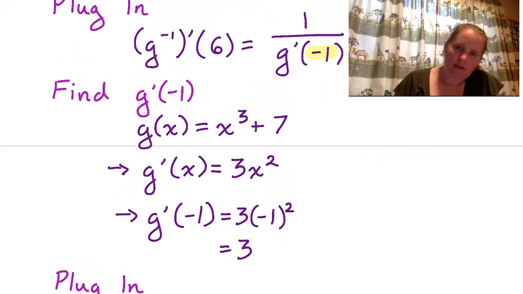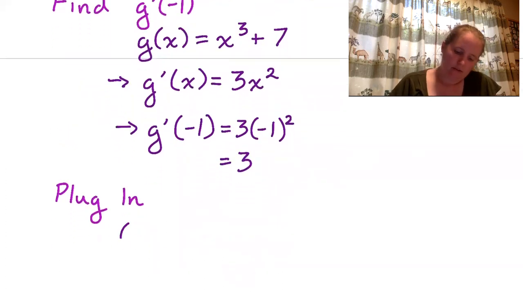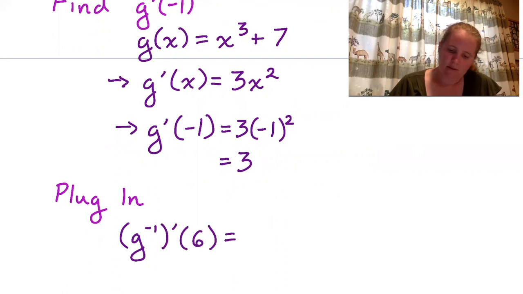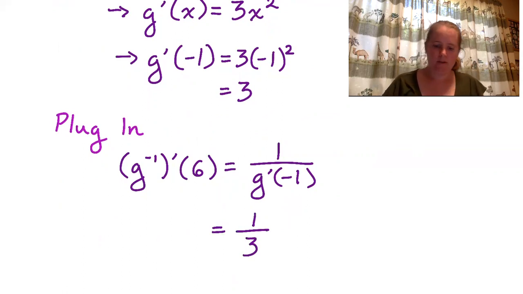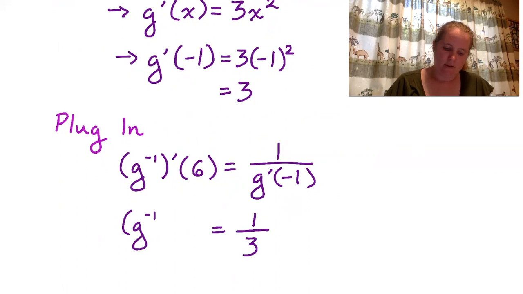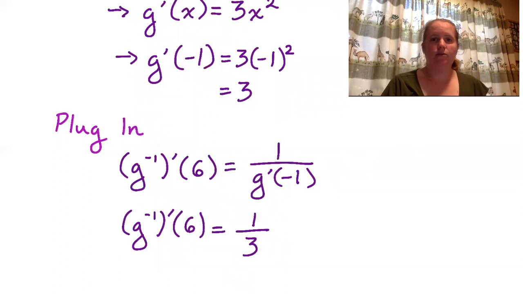So now we'll one more time go ahead and plug in. We had the original: g inverse prime of 6 was 1 over g prime of negative 1. So the derivative of g inverse evaluated at 6 is equal to 1 over 3. So this is just a little more practice of evaluating the derivative of the inverse, knowing information about the original function.